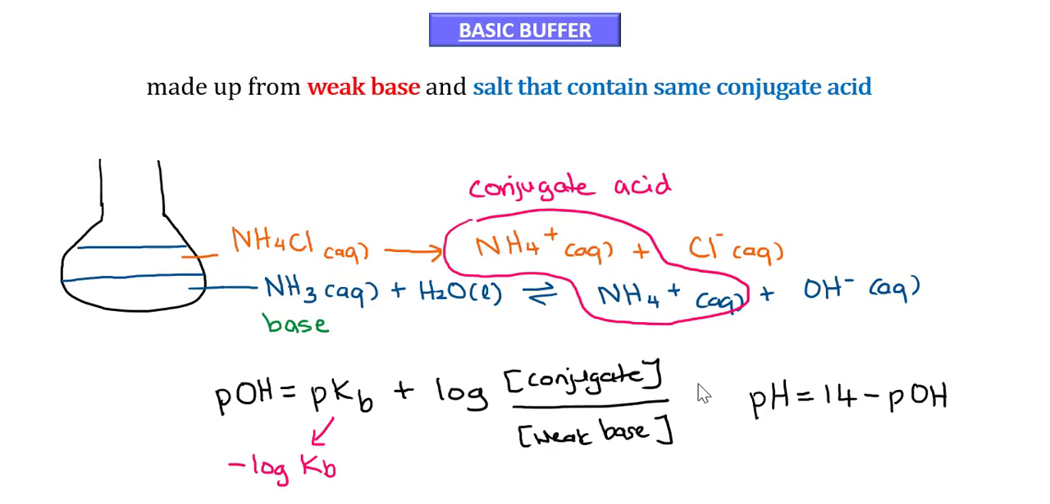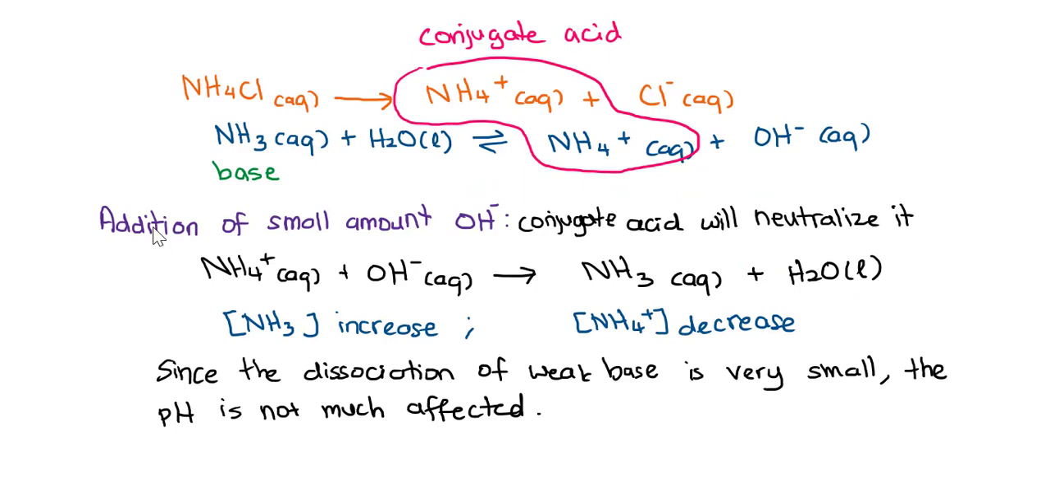To find the pH of the basic buffer, we need to calculate the value of the pOH by using the Henderson-Hasselbalch equation, which is pOH equals pKb plus log of the concentration of conjugate acid over the concentration of the weak base. The concentration of the conjugate acid equals the concentration of the salt, since the salt is fully dissociated and forms the conjugate acid ion.